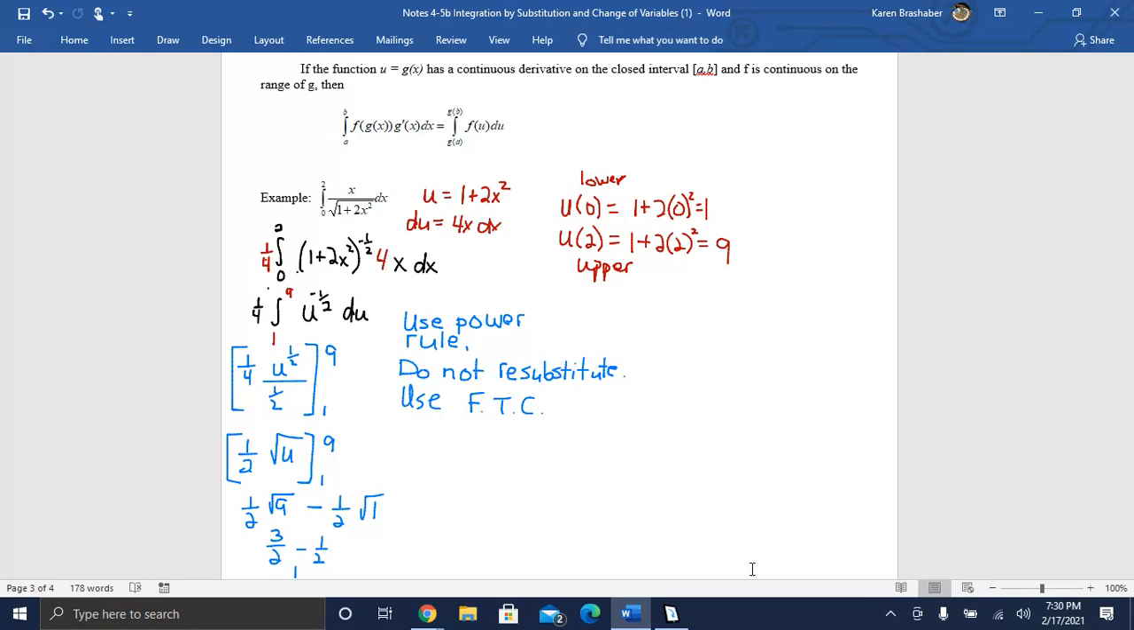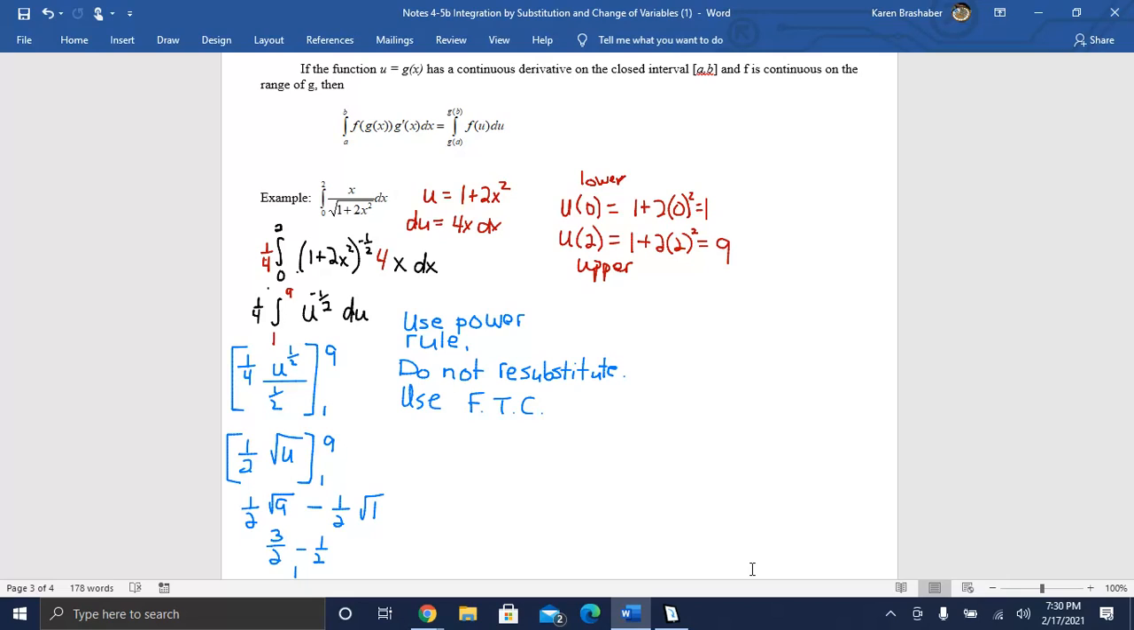So you can do this change of variables, this substitution process, with definite integrals. But when you do, you must adjust the limits of integration. Do not resubstitute back to x, and do use the fundamental theorem of calculus. So there you have that example.